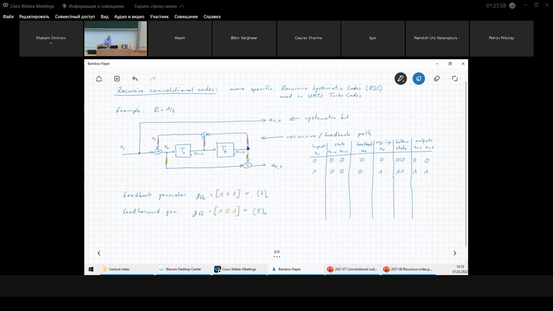Now maybe it's good practice for you. I give you 5 minutes, just think about this: how this turns into output bits and the following states. Just take a couple of minutes to solve this.